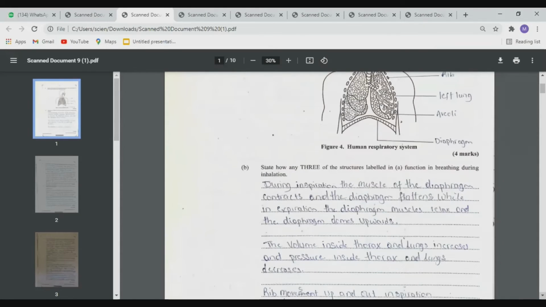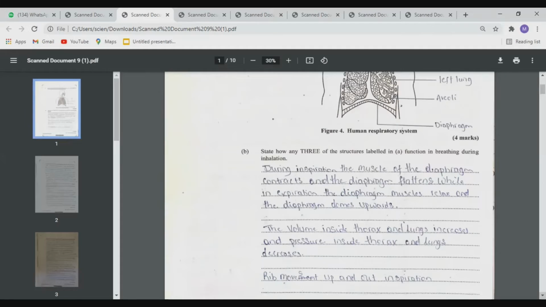Now B, state how any of the 3 structures labeled in A function in breathing during inhalation. During inspiration, the muscles of the diaphragm contract and the diaphragm flattens, while in expiration, the diaphragm muscles relax and the diaphragm domes upward. That's the shape, the structure, domes upward. So the volume inside the thorax and the lungs increases and pressure inside the thorax and the lungs decreases. That's during inspiration.